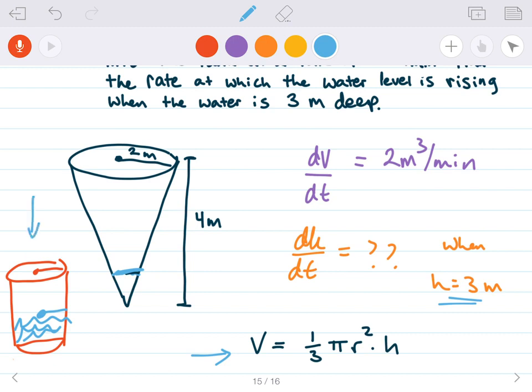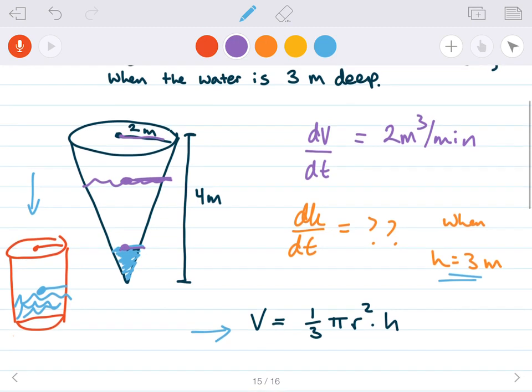Now, in the cylinder case, in that problem, dr dt was 0 because there was no change happening with the radius. But here, the radius is changing. If we're right here, that is going to have a different radius than if the water level is this high, right? This is a different radius from this guy, is a different radius from that guy. Okay, so that's what makes this problem a little bit different from the cylinder problem.